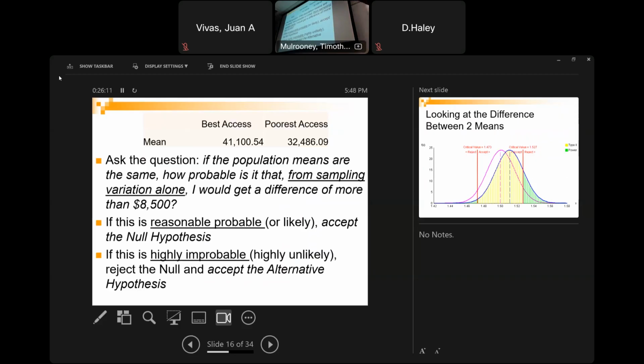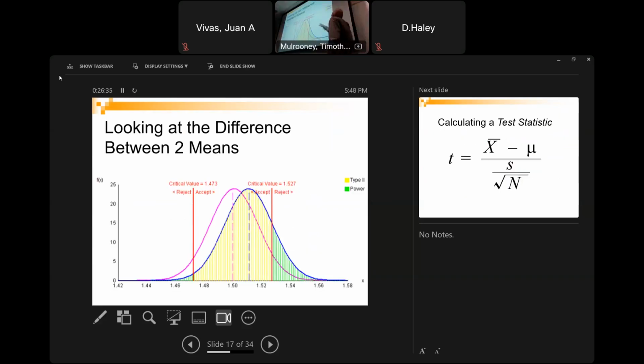So if the population means are the same, what is the chance that I have one set of data with an average of $41,000 versus $32,000, just grabbing random block groups? What are the chances that I have a difference between those? Really, really small. Well, let's see. I can look at these distributions, and if these things get far enough apart with our little formula here, because this is our little formula.